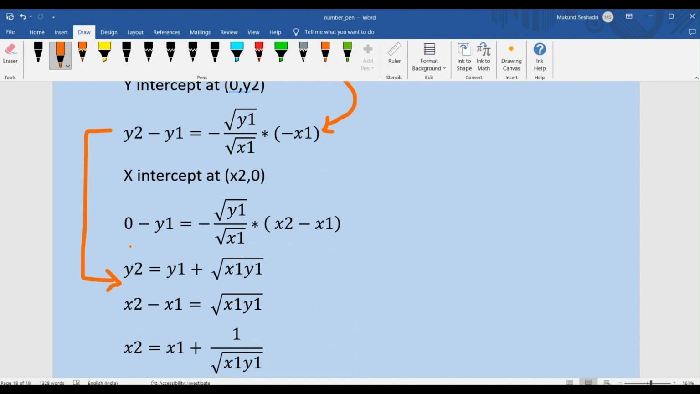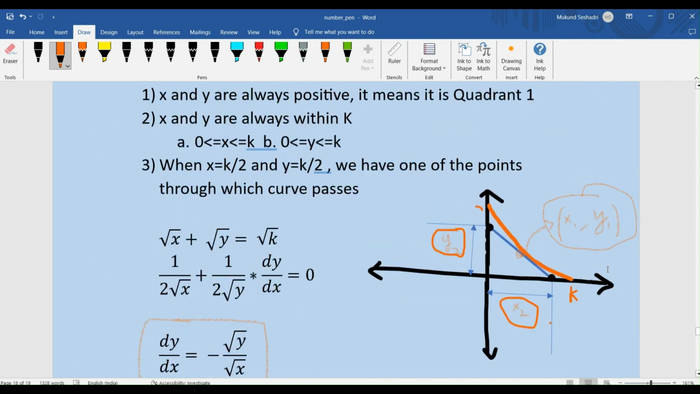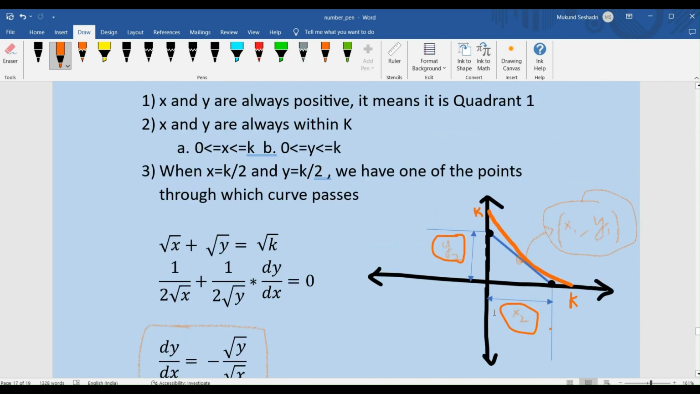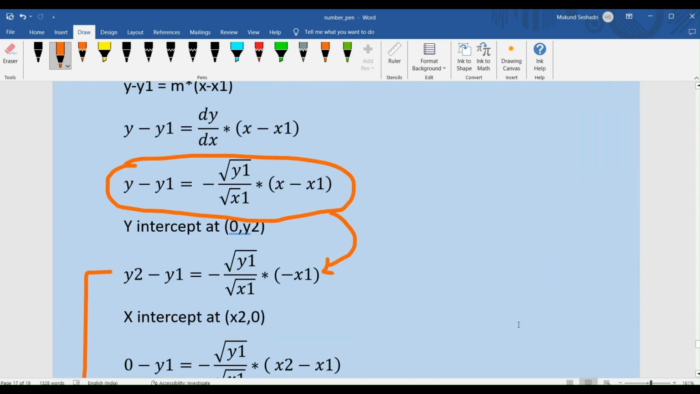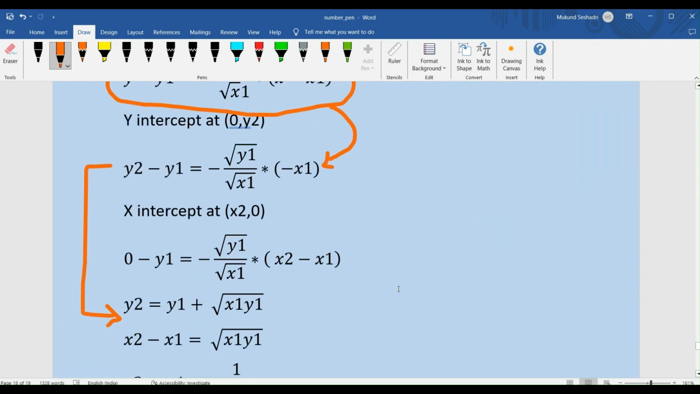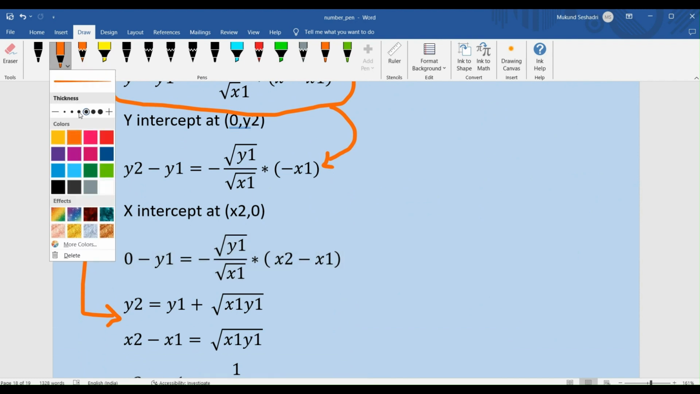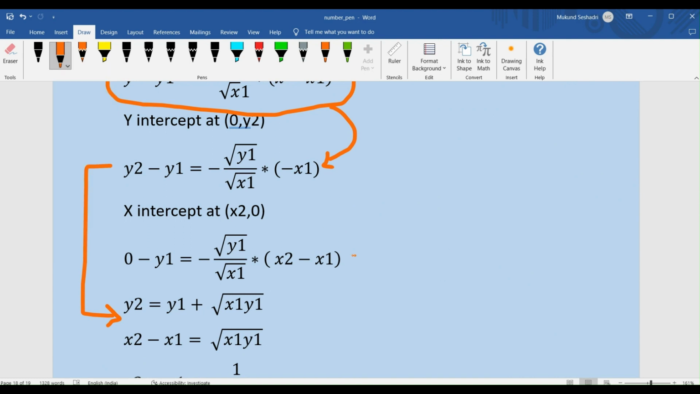And similarly, we've been asked to find the x-intercept. What is the x-intercept? I'm just going back to this diagram: this tangent intercepts the x-axis at this point, right? And the distance from the origin to this particular point is called your x2. So your line intercepts at x2 comma 0. I substitute the points like what we did while arriving at the y-intercept, and we arrive at this equation, right?